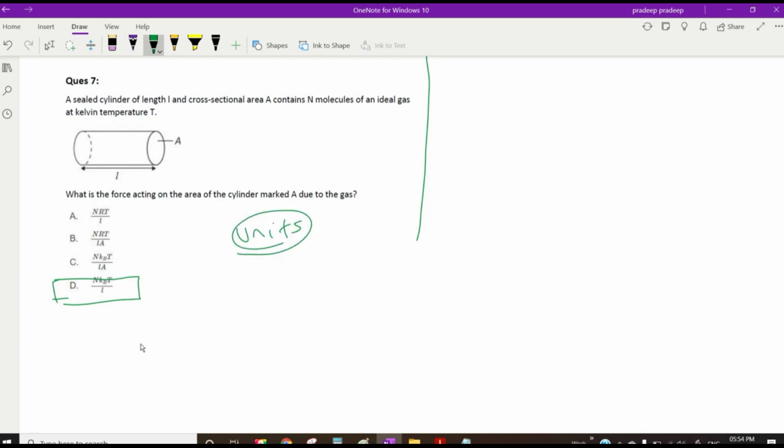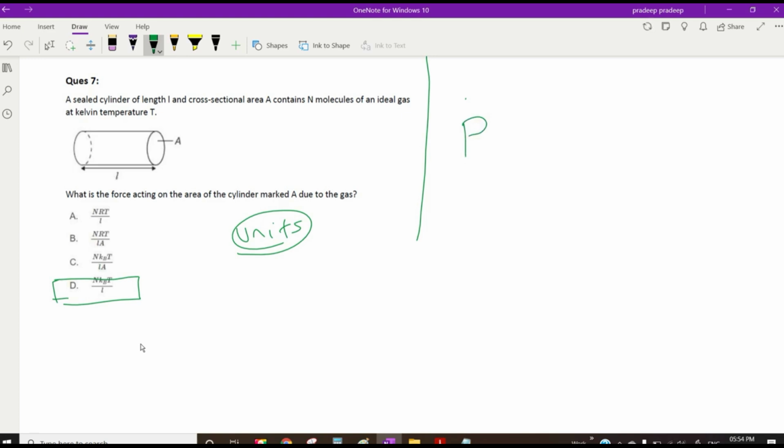So anyways, let me tell you the method which is supposed to be used if you do not know the units method. So Vaibhav, how did you solve this? Yeah, so I equated P is equal to F over A, and then I got force is equal to pressure into area. Then we know that P is equal to NKBT over V, and then we can multiply that. Since we know the volume of the cylinder would be A into L, the length of it, we can cancel A, and then you can get NKBT over L. Correct.